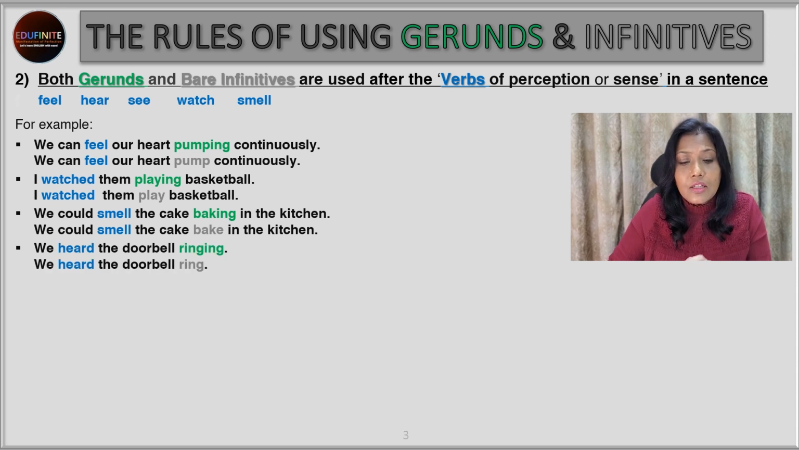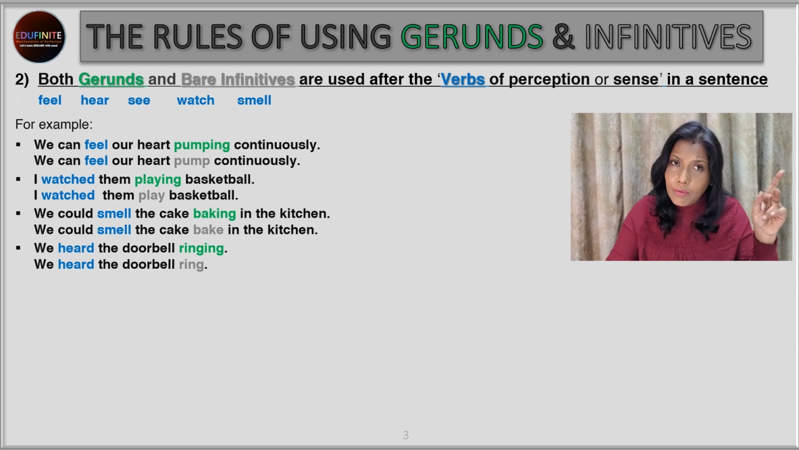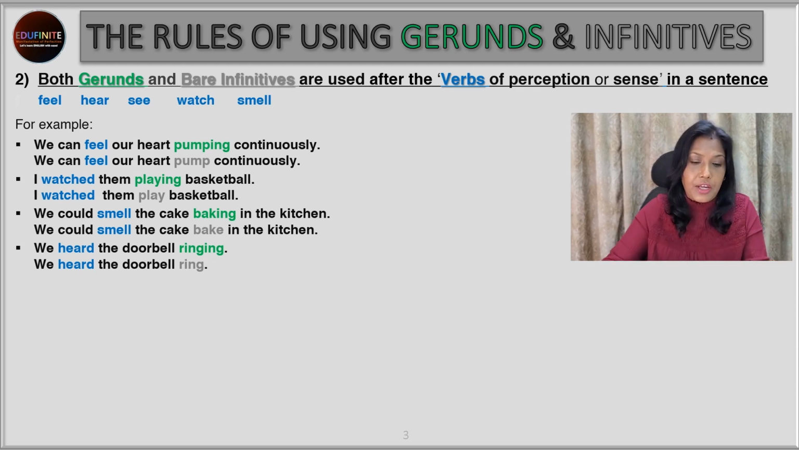We heard the doorbell ringing. So over here, heard the doorbell ringing is a gerund form. That means it's ringing continuously. But when we say we heard the doorbell ring, that means we have just heard it. When it had rung, we just heard it. So that's not a continuous process. It's a one-time action. We've just heard the doorbell ring. So that's the difference over here.